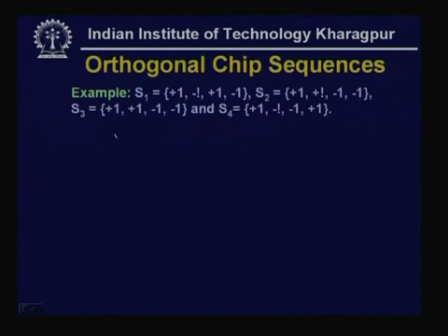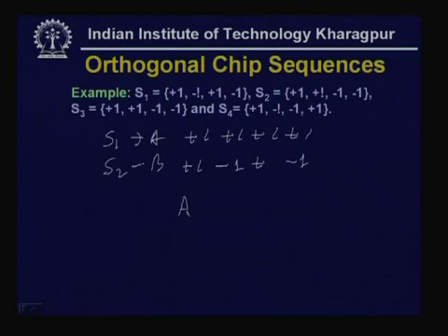S1 is assigned to A, that is plus 1, plus 1, plus 1, plus 1. Then S2 is assigned to B, that is plus 1, minus 1, plus 1, minus 1. In this way, if you assign and perform that multiplication and addition, you will see whenever you are transmitting A and C, or A bar and C, or if other stations are not transmitting, even in that case it will work. Whenever some stations are not sending, even then it will work.